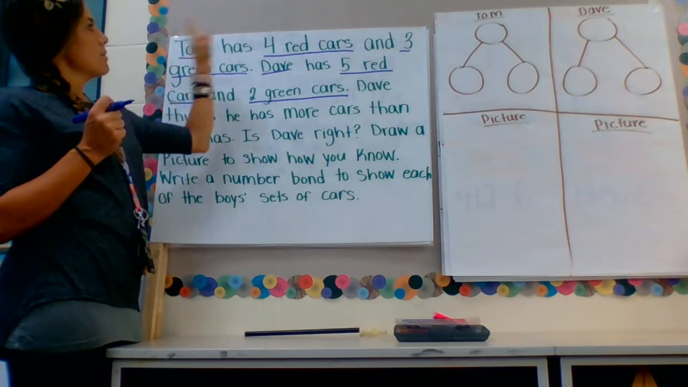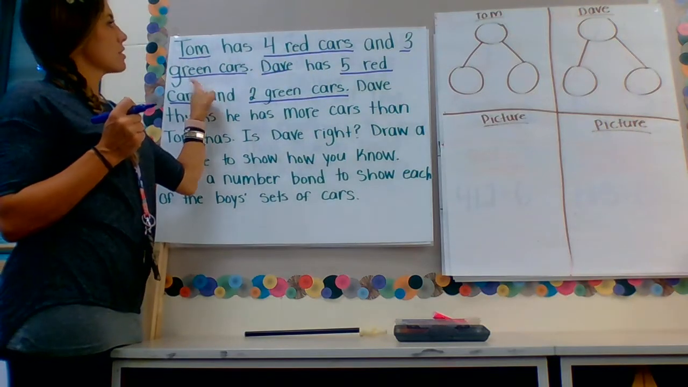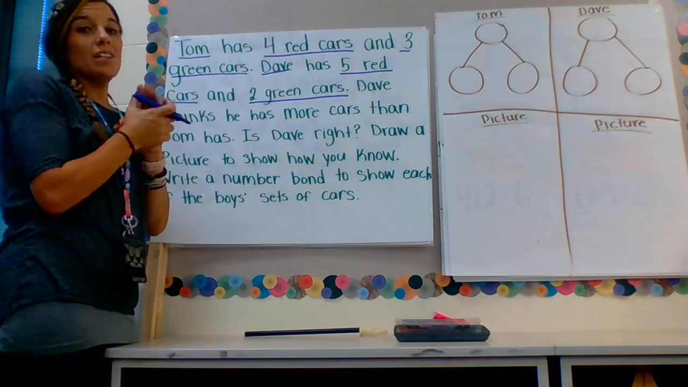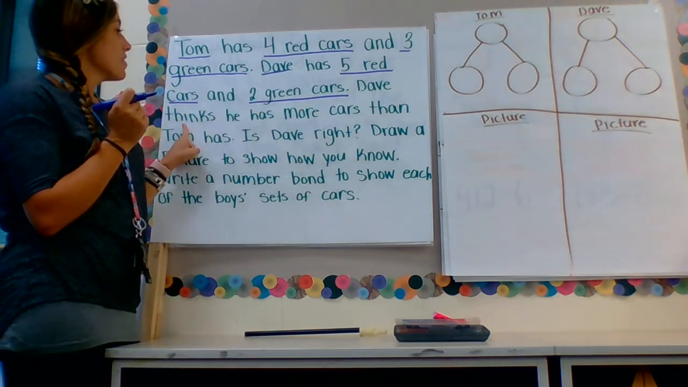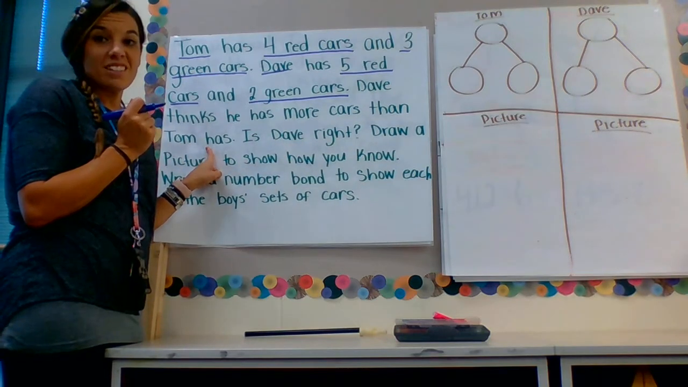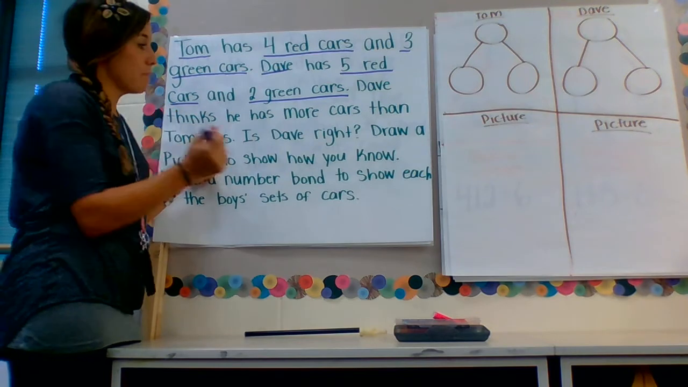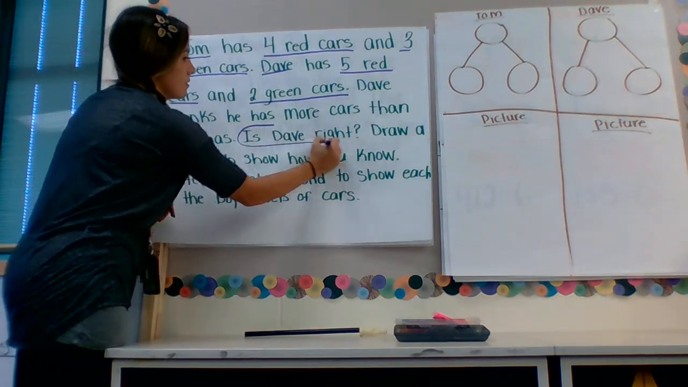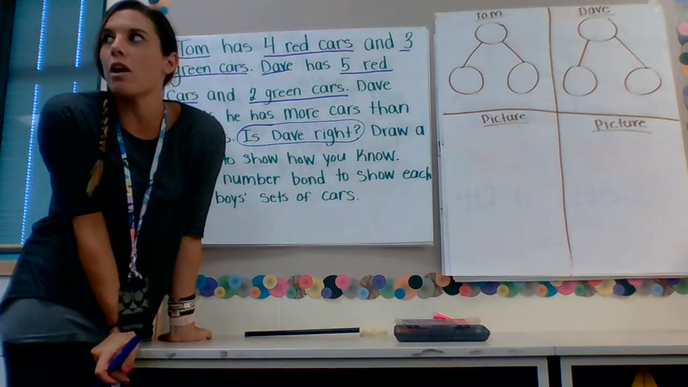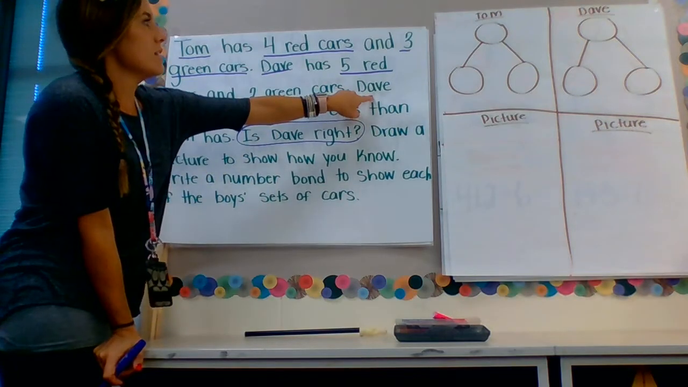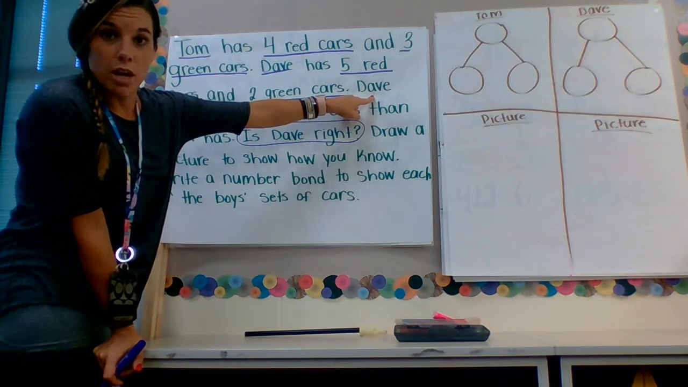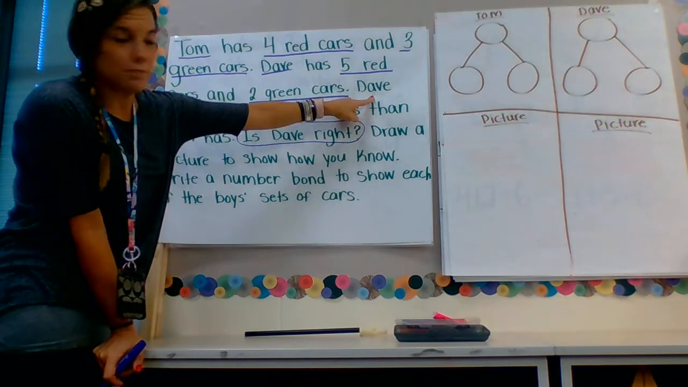So far we have Tom has 4 red cars and 3 green cars. Dave has 5 red cars and 2 green cars. But here is the problem. Dave thinks he has more cars than Tom. Listen to this. They want us to tell them, is Dave right? That is our question. So we ultimately are trying to figure out, is Dave right? Dave thinks he has the most cars, more than Tom. Is he right or is he wrong? Does he really have more or not?